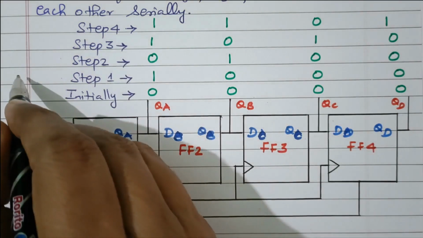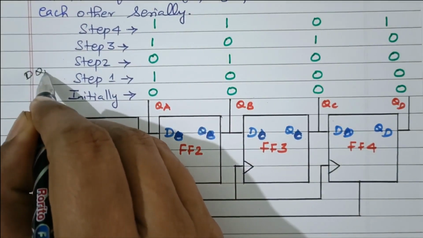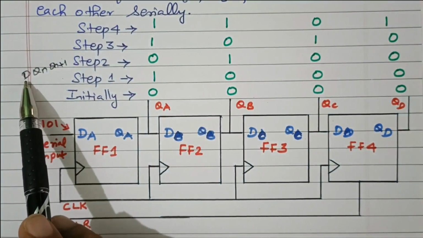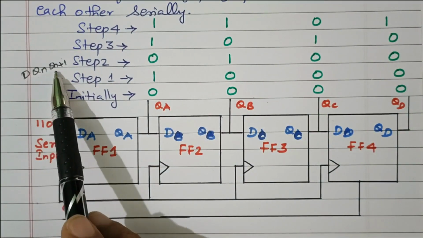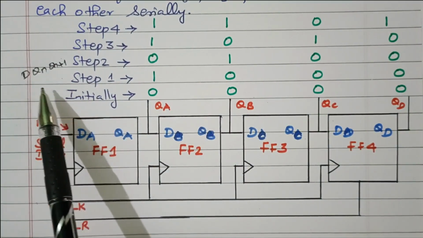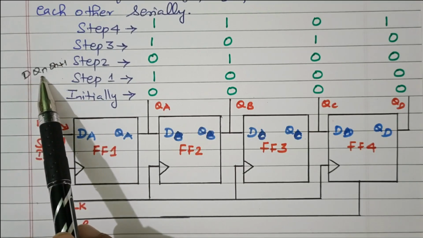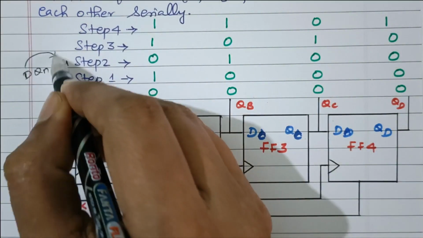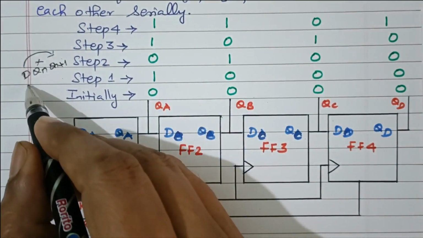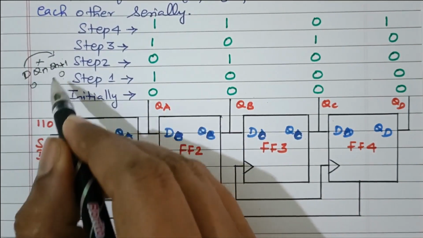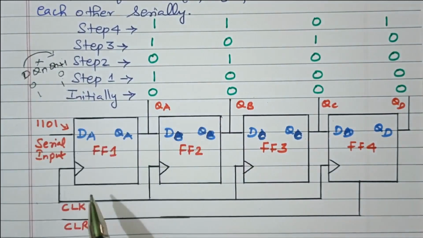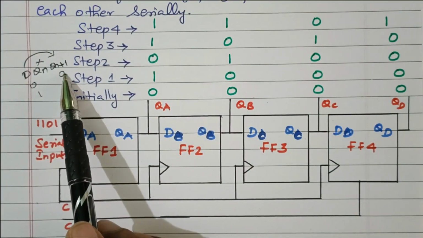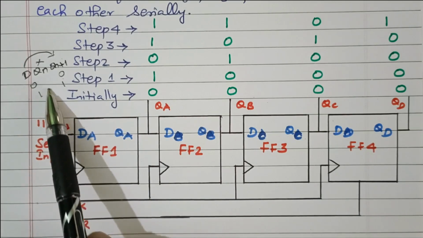The D flip-flop has the input D and output Qn plus 1. So this is the input to the flip-flop, Qn is the present state, and Qn plus 1 is the next state. For a D flip-flop, whatever may be the present state, the D input will be reflected in the next state. If D is 0, the next state is also 0. If D is 1, the next state is 1. The same input is reflected as the next state, whatever the present state may be.